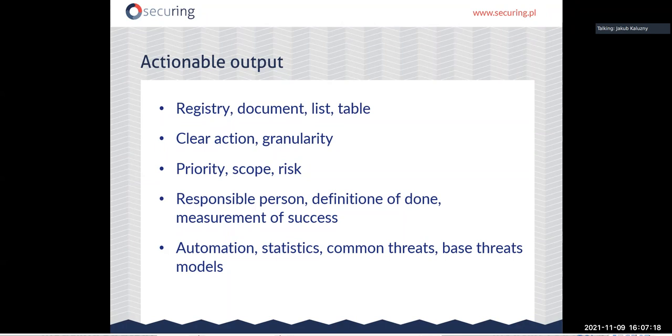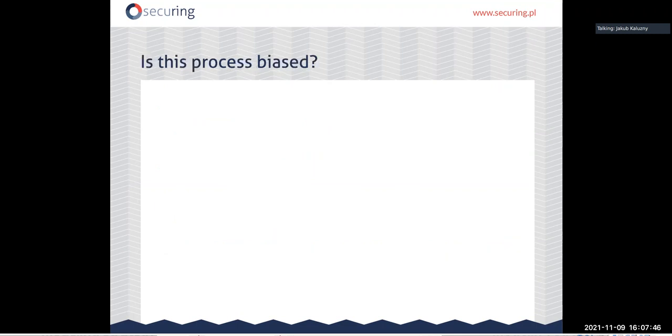Some measurements of success. And then comes a lot of automation, statistics, common threats, because this happens a lot. Common components share the same threats, right? If we have 10 systems and each of them consumes, I don't know, AWS S3 buckets, they share common threats. So it's good to stack the base threat models and apply just the previous actions that we designed for very similar products, right? The question that I'm going to ask is, is this process biased?